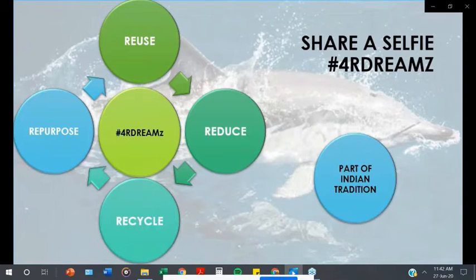We may call it a bit of frugality, if you will, but in a way that is being resourceful, being wise of the resources and making the maximum use of any resource that you're using. So we request you to follow environment friendly practices over a month and then share a selfie with us under the hashtag for our dreams. And the best selfies will be shared in the next webinar.